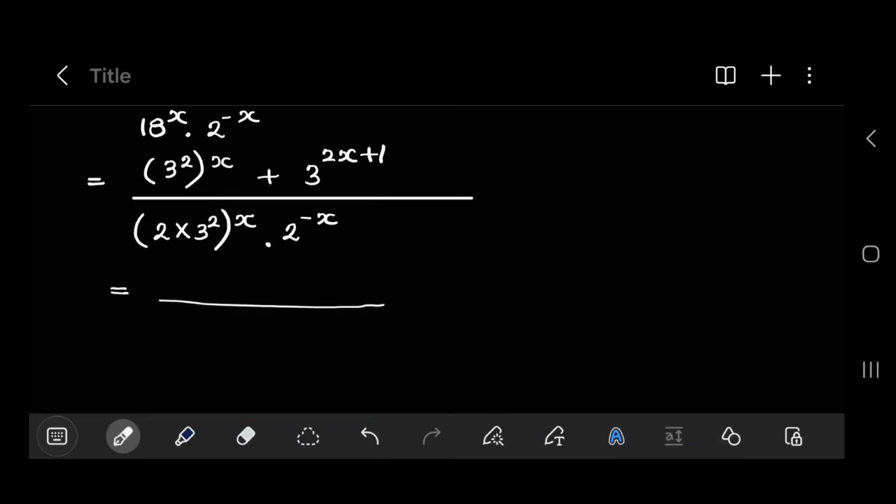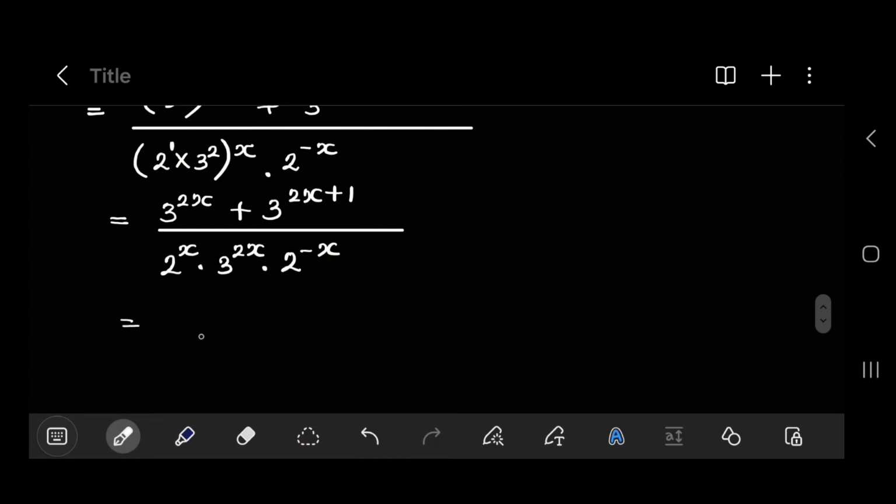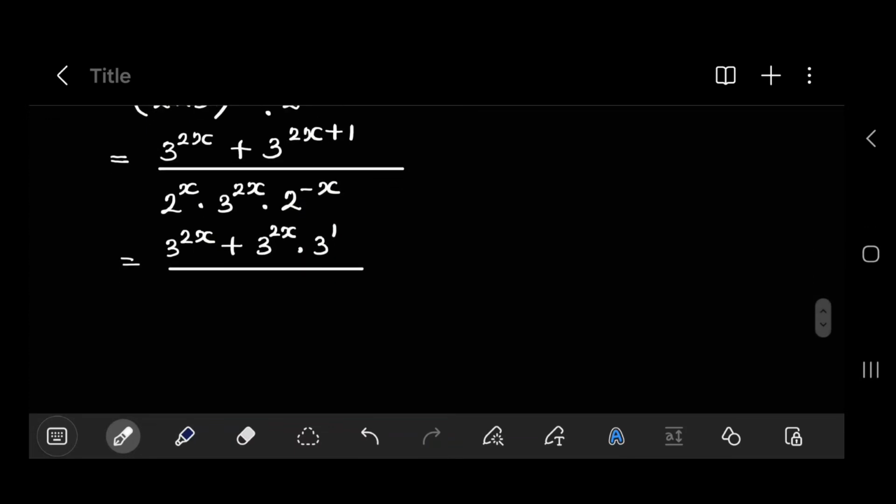Now to get rid of the brackets, we are going to apply laws of exponents. We know that we multiply the exponents together, giving us 3 to the power 2x plus that second term. In the denominator, 2 here has an exponent of 1. So 1 times x gives you x. And we multiply the exponent on 3, so 2 times x gives you 2x. And then you've got 2 to the power negative x. Now at this point you realize that there is something common between all of your terms, that is 3 to the power 2x. But to further identify it, we are just going to split up the exponents in the second term. So we're going to write that as 3 to the power 2x times 3 to the power 1. And the denominator, everything is split already, so we can just leave that as is.